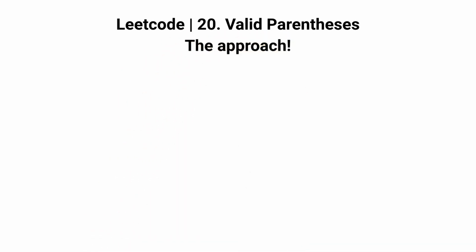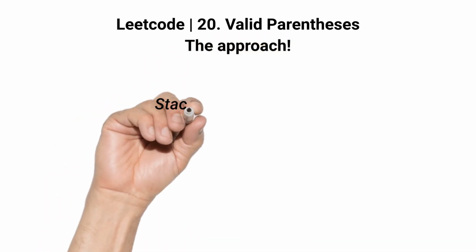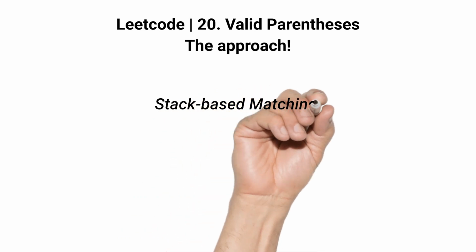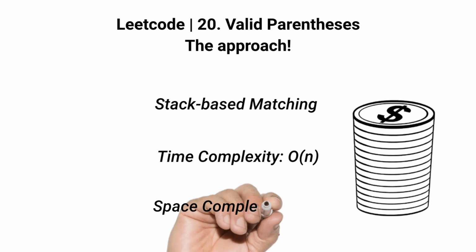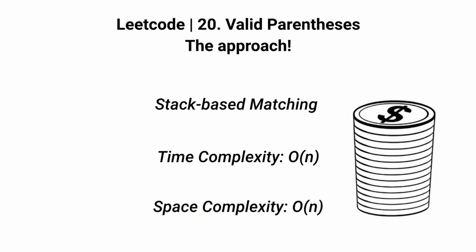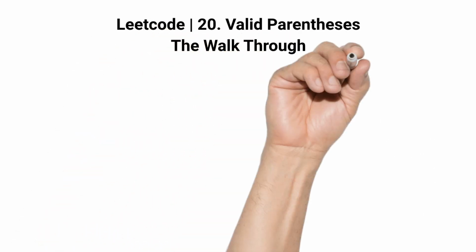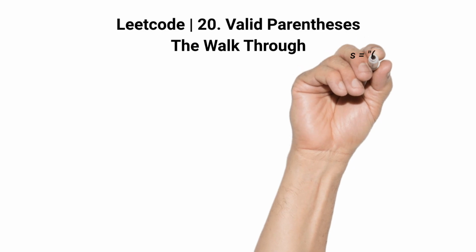The approach that we're going to be taking is called stack-based matching. It has a time complexity of O(n) and a space complexity of O(n), and it's the optimal solution to this problem. Now let's walk through an example where we're given the following string with the following characters.